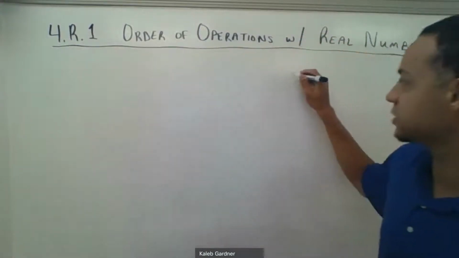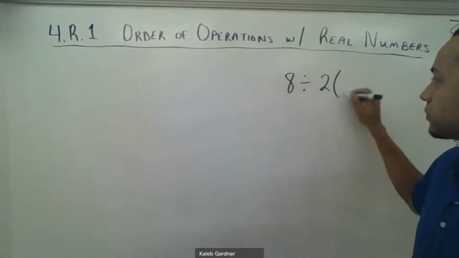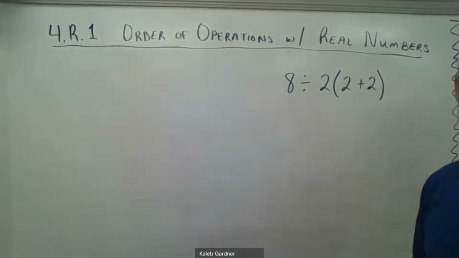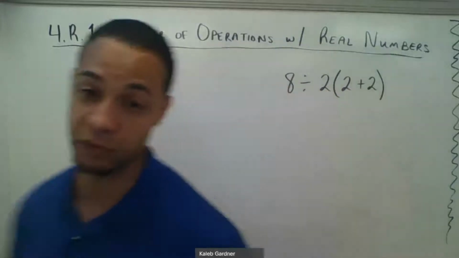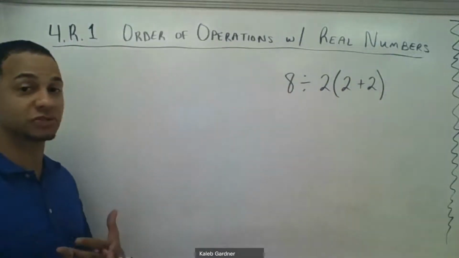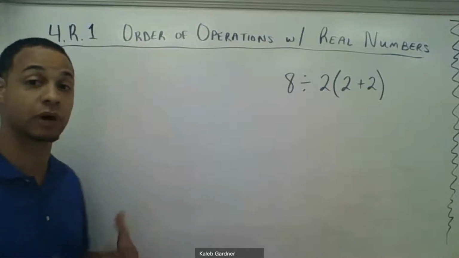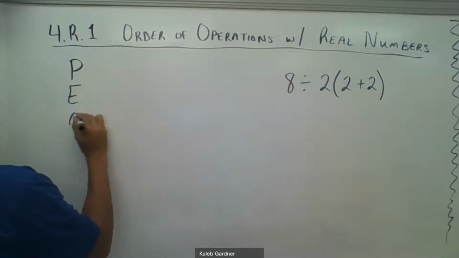So the problem is 8 divided by 2, and then notice the 2 plus 2 is in parentheses and it's being multiplied times 2. We'll get to that in a second. Let's first talk about the order of operations. You've seen it before, I hope. If you haven't, we say PEMDAS.